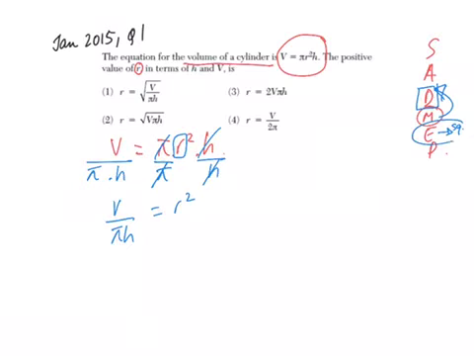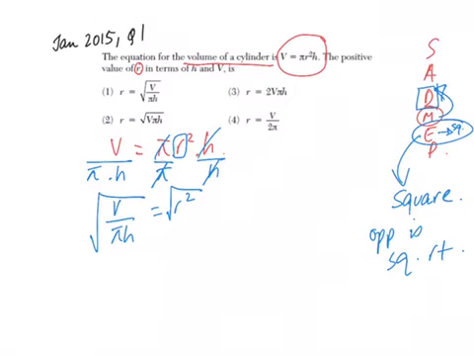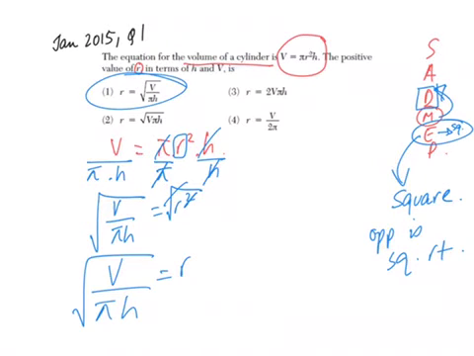Now we see the exponent, right? We see a square. What's the opposite? Opposite is square root. So let's take a square root on both sides. So what do we get? R is equal to the square root of V over pi h. Let's find this. V over pi h and square root. Answer choice 1.